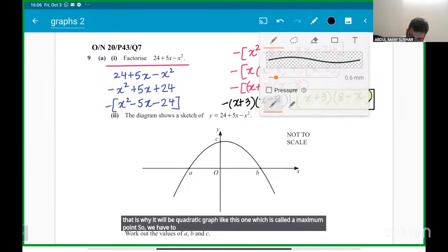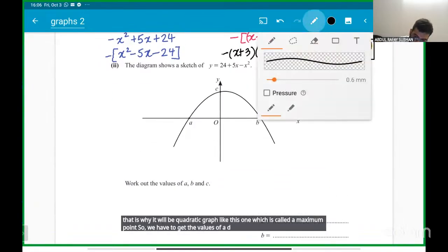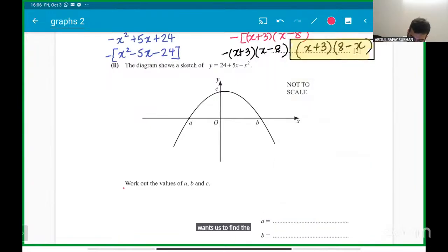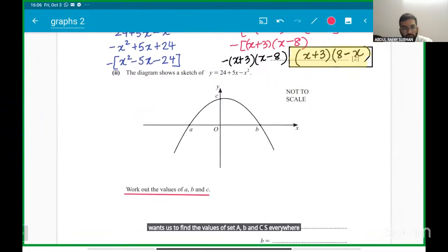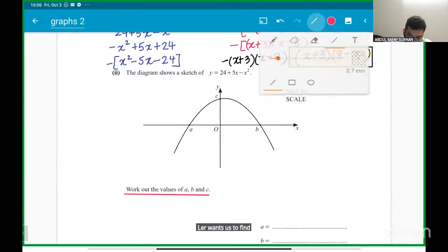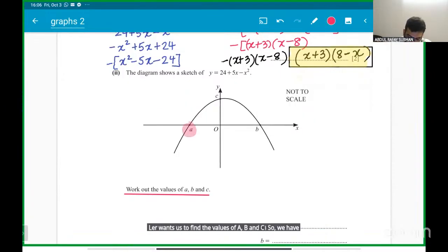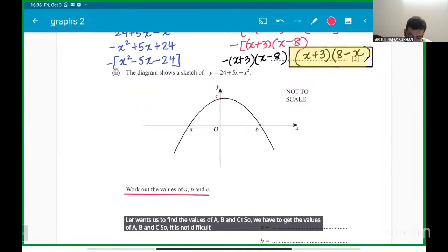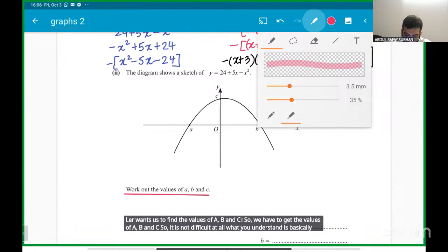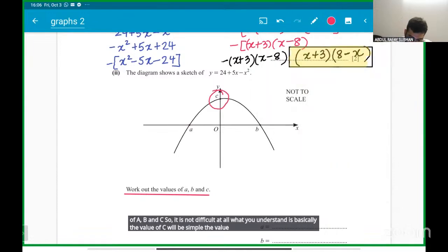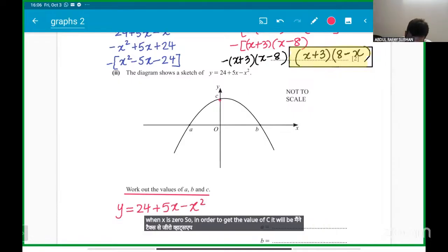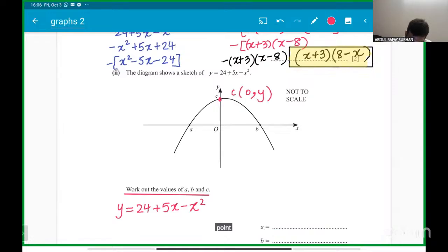So we have to get the values of A, B, and C. The examiner wants us to find the values of A, B, and C. Is everyone following? So it's not difficult at all. The value of C will be simple. It is on the y-axis when x is 0. So in order to get the value of C, when x is 0, we just have to get the y value, which is also called the C value.